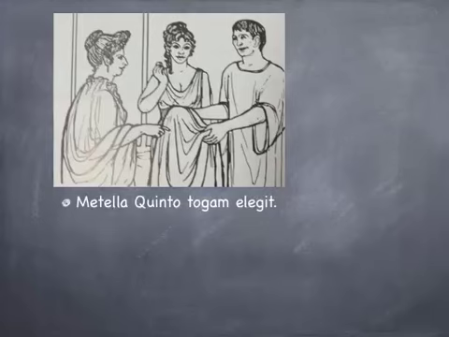This next example, you'll see that Quinto is in the dative case. So we'll translate this one as to or for Quintus. Metella chose a toga for Quintus. You can see that there's no hard and fast rule to whether to use to or for, just work out the one which sounds best in English.